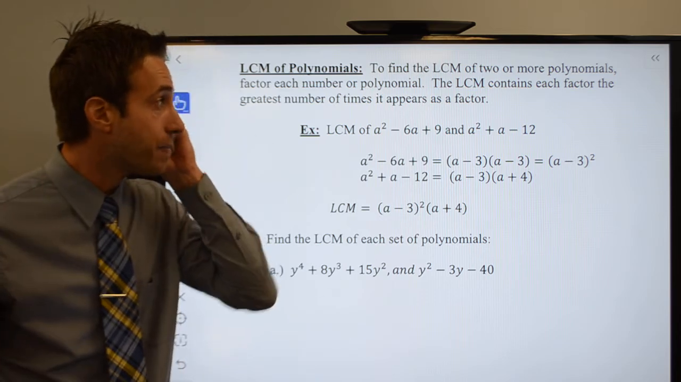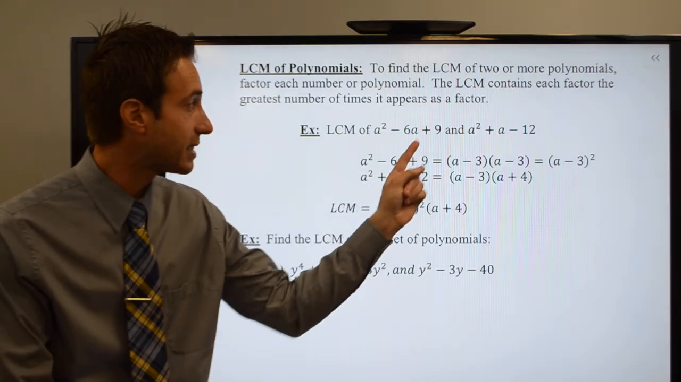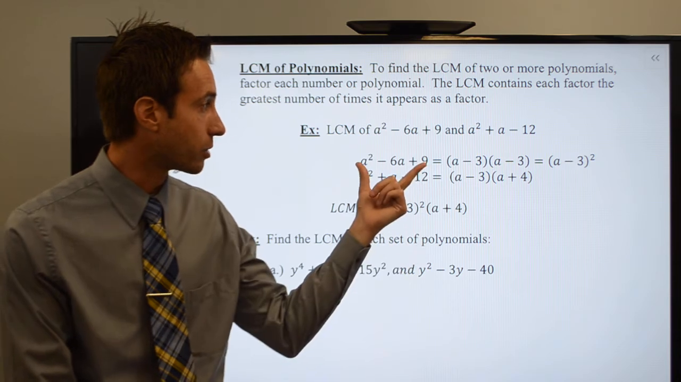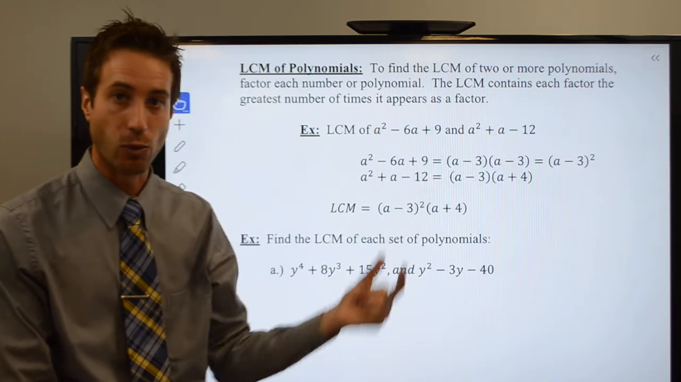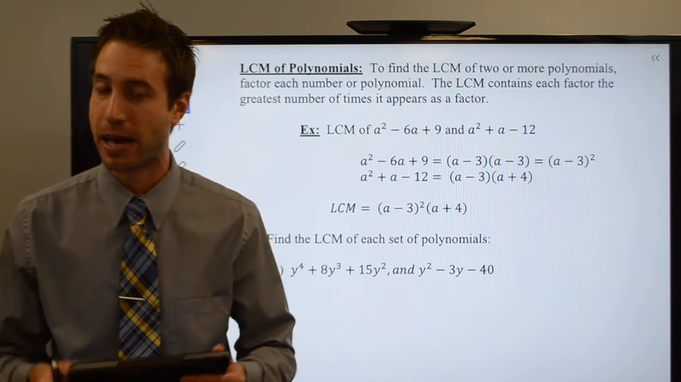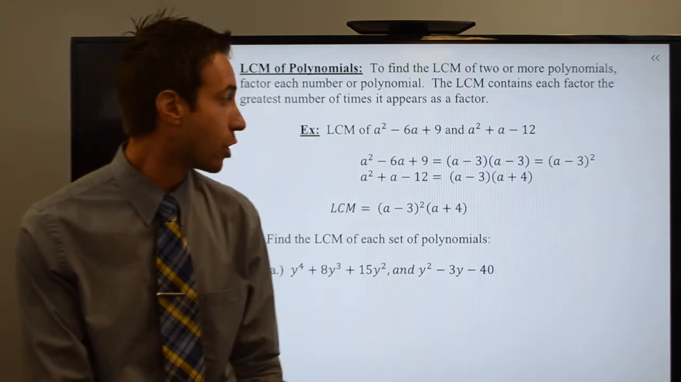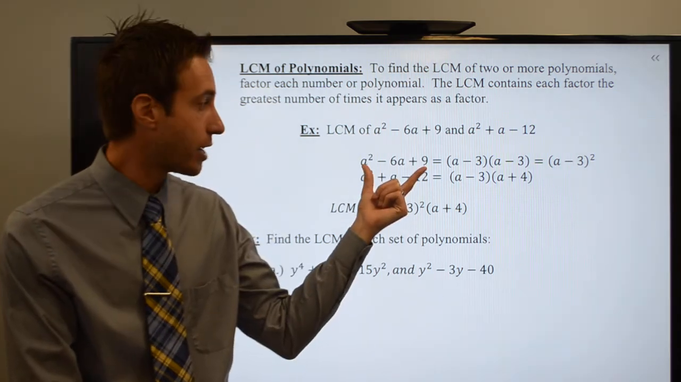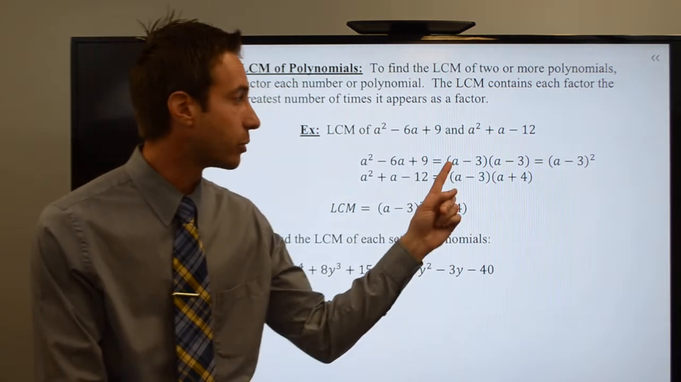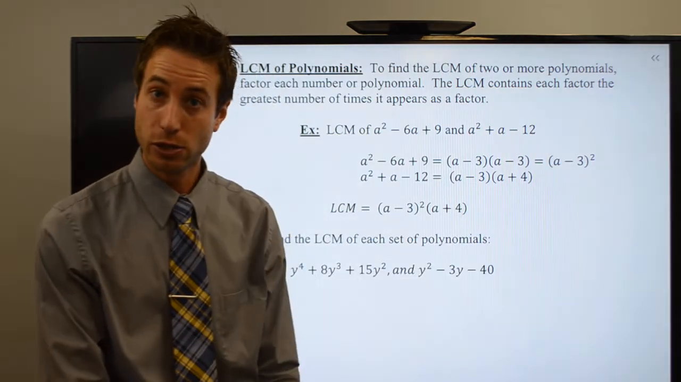So what I've got for you is I want you to find the LCM, the least common multiple, of a squared minus 6a plus 9 and a squared plus a minus 12. Well, I take my two polynomials. There's the first one, there's the second one. In order to find the LCM, I need to factor those polynomials, and then keep each factor the greatest number of times it appears. Well, this is a perfect square trinomial. A squared is a perfect square, 9 is a perfect square, so it just simply factors into an a minus 3 and an a minus 3, which is a minus 3 squared.